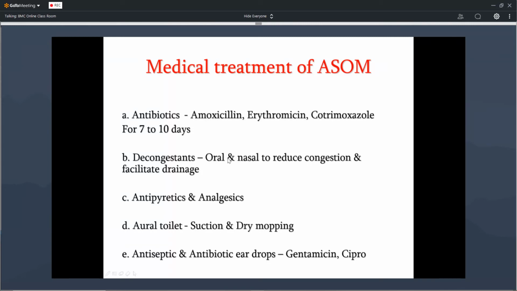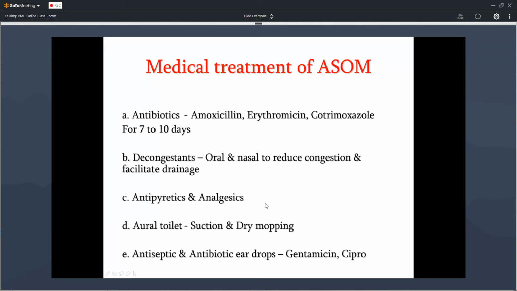Decongestants: oral and nasal. Oral decongestants are phenylephrine and pseudoephedrine, and nasal decongestants are oxymetazoline and xylometazoline. So these are the nasal or local decongestants, and the systemic decongestants are pseudoephedrine and phenylephrine. In India, we commonly use phenylephrine 10 mg along with an antihistamine. We give the systemic decongestant with the antihistamine, and simultaneously a local nasal decongestant.